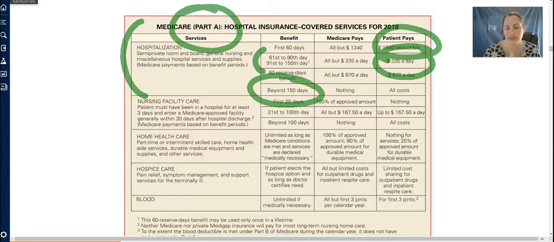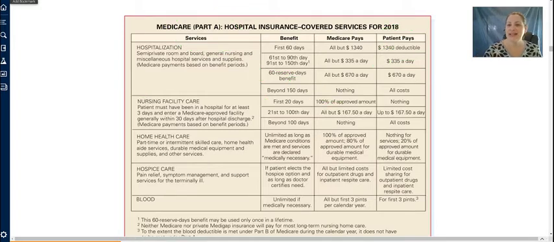So if I'm in a hospital, an actual hospital, for 150 days, that's a really long time. Most people are either sent home or sent to a nursing home at that point. But let's say I'm still there. Medicare stops paying completely, meaning the patient's going to get the bill for all of it. Every day, every penny. So you might look at that and go, wow, that's a lot of money. That's a lot of cost that this patient's going to owe.